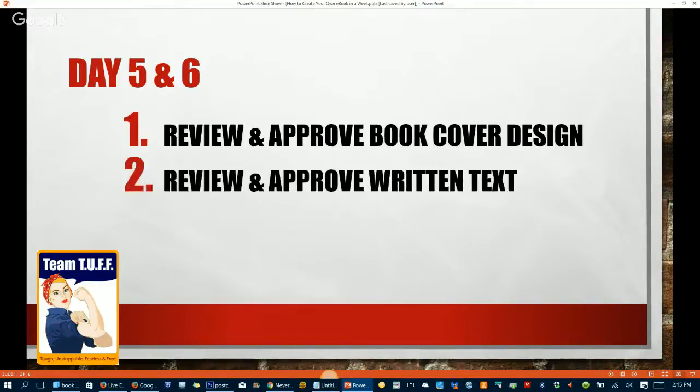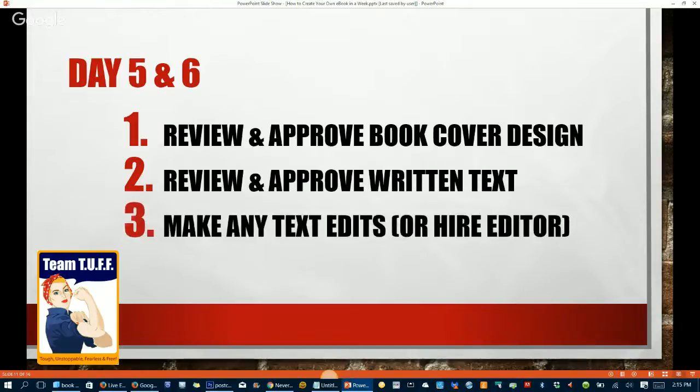The second thing you're going to do is, if they've already typed up your written text from your voice audios, then you're going to go through that and either review it, approve it, or you can make text edits yourself or hire an editor. If the person on Fiverr that you originally hired doesn't do it, you can look for another person on Fiverr. Again, it's usually about $5 to $10 to hire somebody on Fiverr. So you can look for somebody that is actually an editor who can go through and edit your text, check it for spelling, grammar errors, etc. So it's done. You can even hire somebody to post all the photos in there for you so that those are all set up and formatted properly. All right, so that's day 5 and 6.